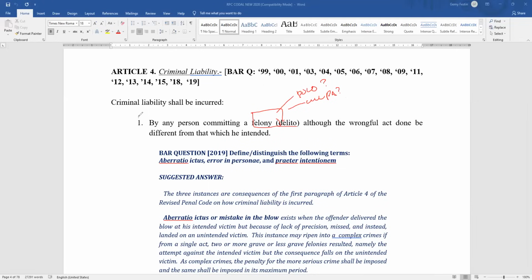To apply paragraph 1 of Article 4, sabi niya, although the wrongful act done be different from that which intended. So may intention. Ergo, this is applicable only to dolo, not culpa. So applicable lang siya sa dolo. So not applicable to number 1, culpa. Not applicable to SPL. Not applicable to if a person is performing a lawful act.